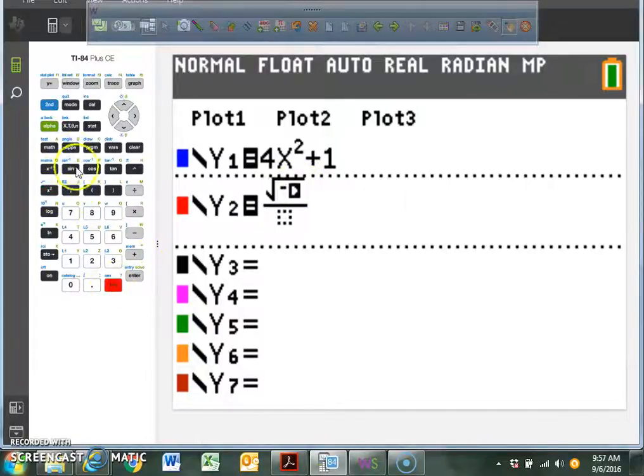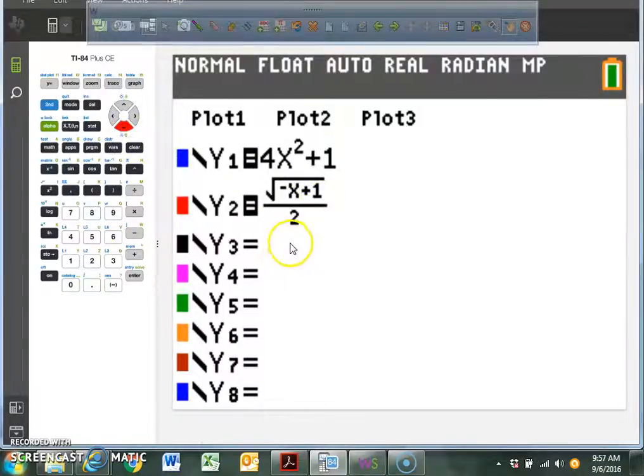Type in a negative x plus 1. Go down and hit 2. Now that's the positive. That's the plus. Okay? But what I want you guys to do is go down to y3.